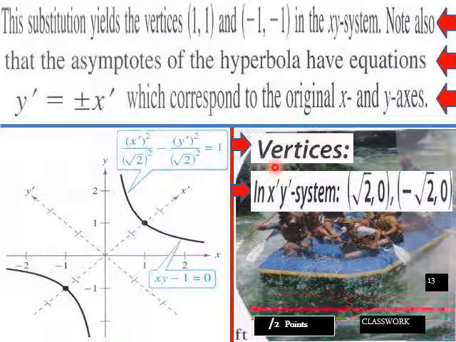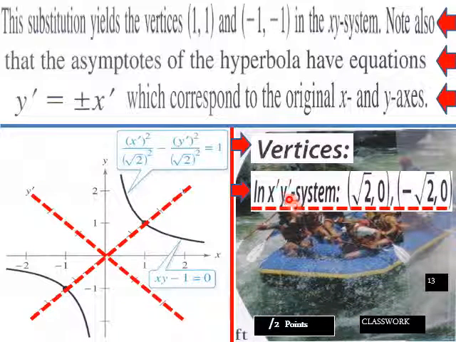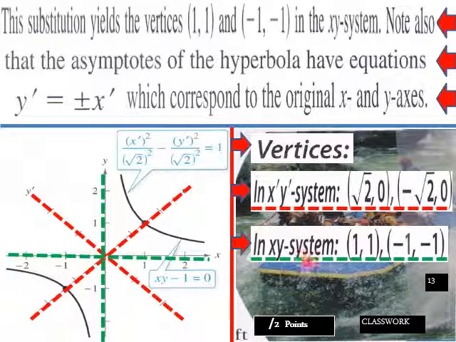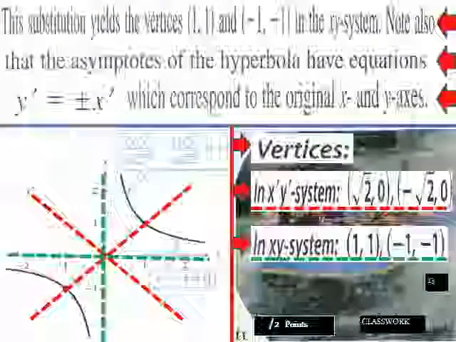So the vertices in the x prime, y prime system are radical 2, 0 and negative radical 2, 0. And in the xy system, they are 1, 1 and negative 1, negative 1.